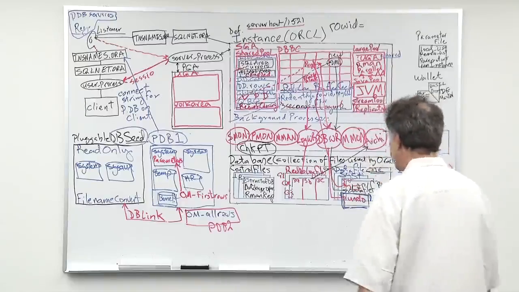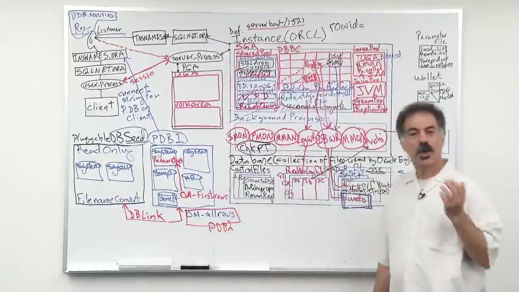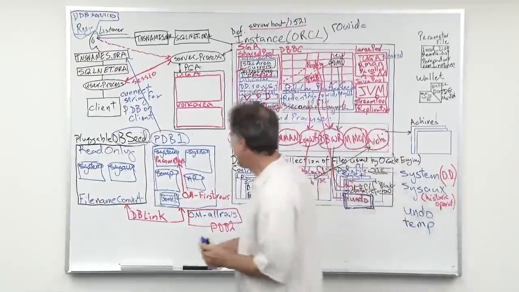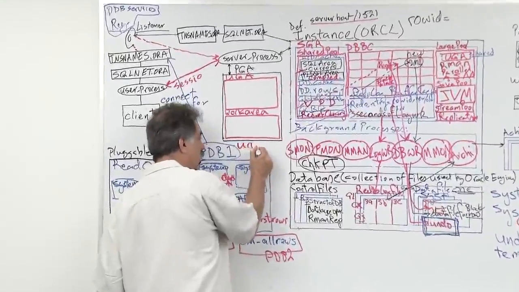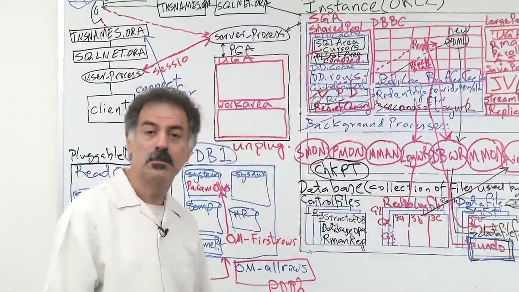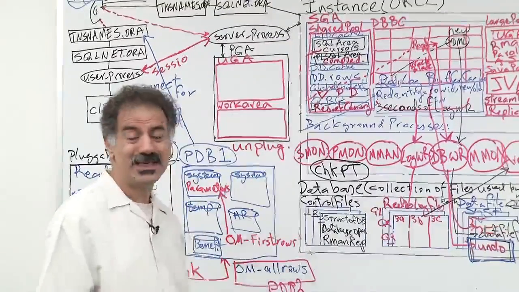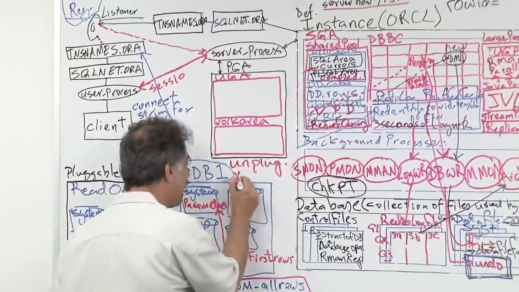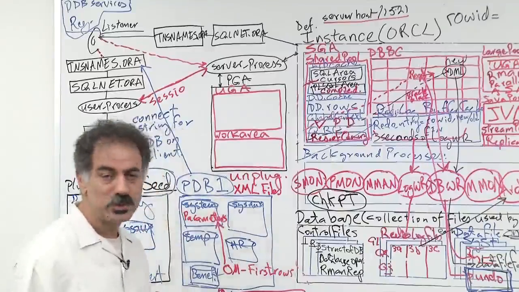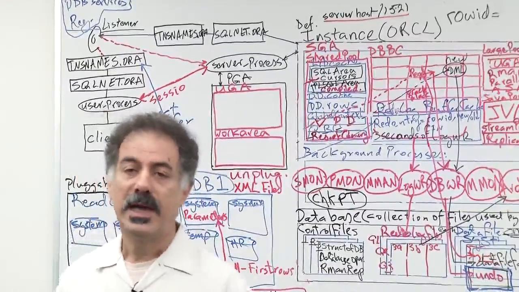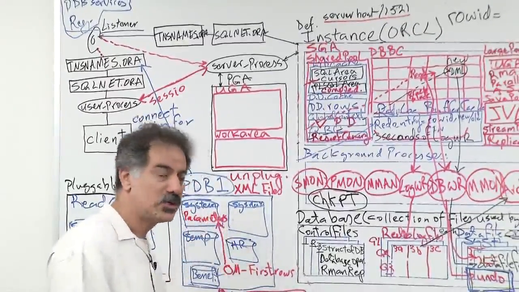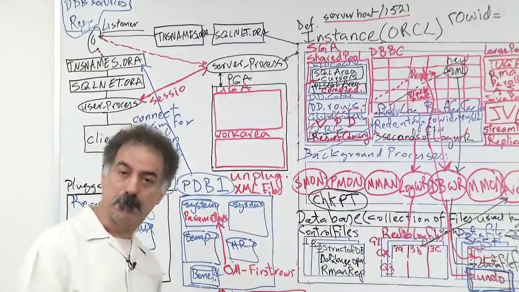Now, our pluggable databases are completely portable. So I can unplug a pluggable database from container 1. And when you unplug a pluggable database from container 1, we create an XML file that describes this pluggable database. And we can then use that XML file to take this pluggable database and plug it into a different container.